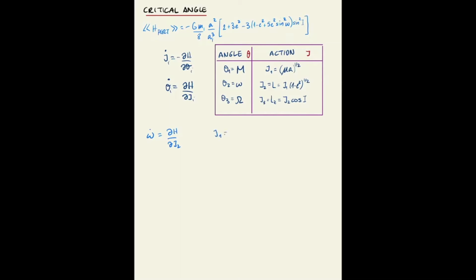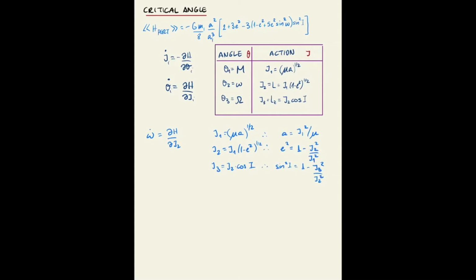We know that J1 is equal to the square root of mu times A, so we can rewrite A as J1 squared over mu. And because J2 is J1 times the square root of 1 minus e squared, then you can write the eccentricity as 1 minus (J2 over J1) squared. And because J3 is J2 times cosine of the inclination, that's simple enough. So the cosine of the inclination is J3 over J2. Therefore, the sine of the inclination squared is 1 minus J3 squared over J2 squared.